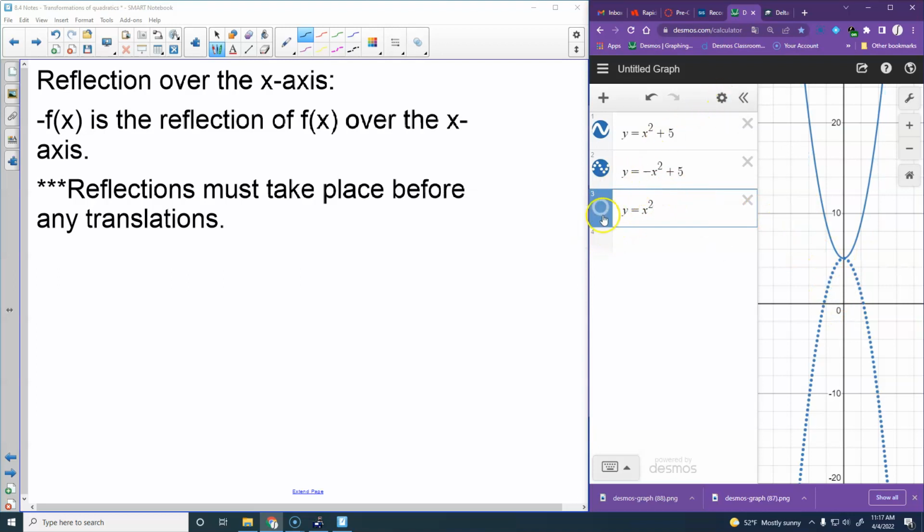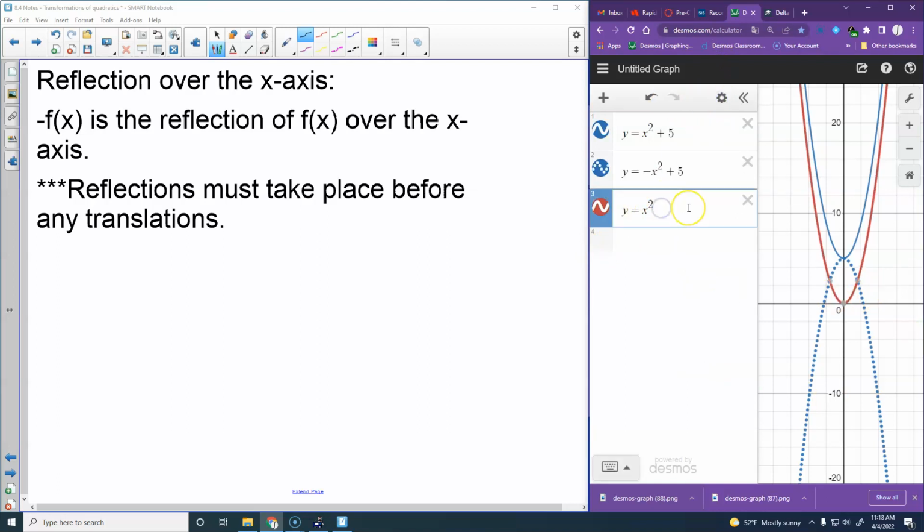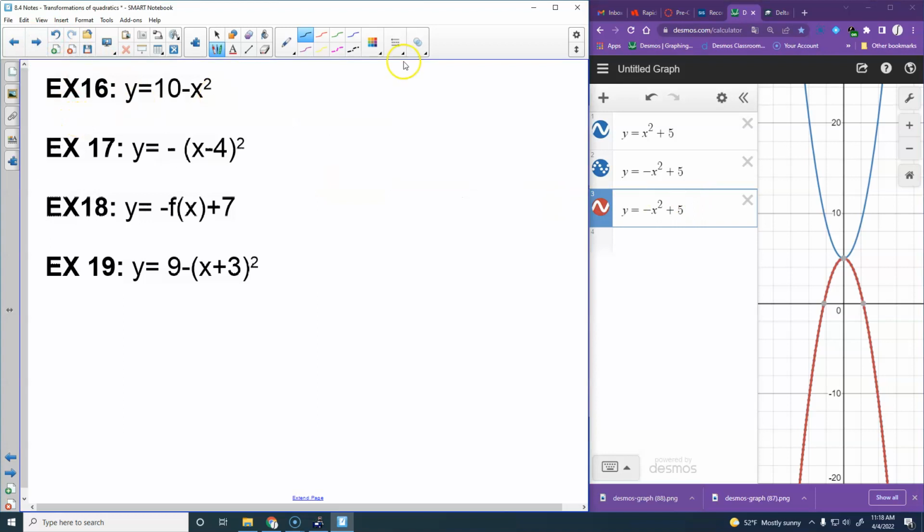I'll make it a different color here. Let's do red. That would be this graph. Notice that I wouldn't do plus 5 first and then put a negative out in front of the whole thing, because that would be different. What I would do here is I would flip it first and then move it up 5 to get it to match. All right, so let's add in. We just got a few more that we're going to do, and then you guys have an assignment you're going to start on for me.